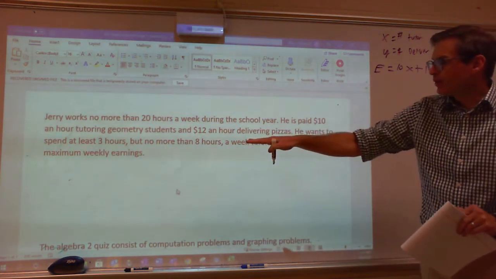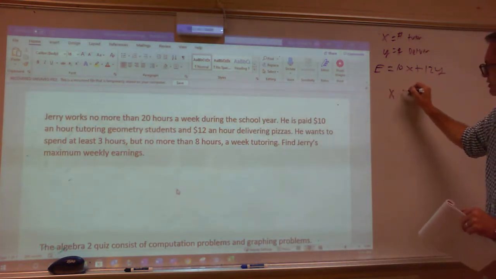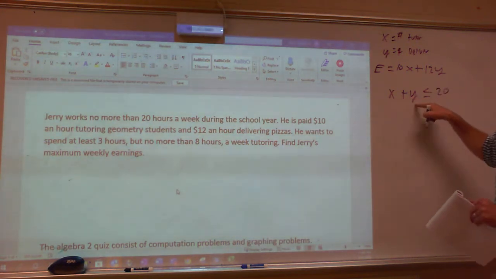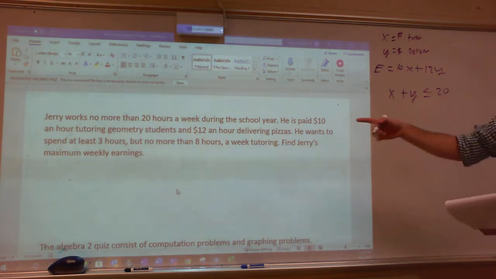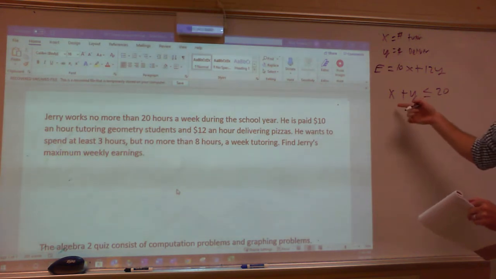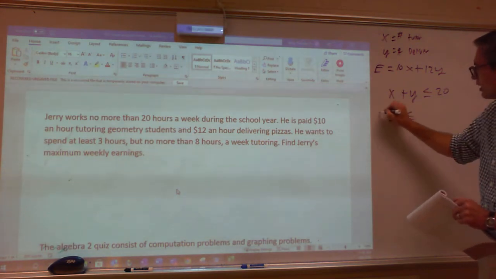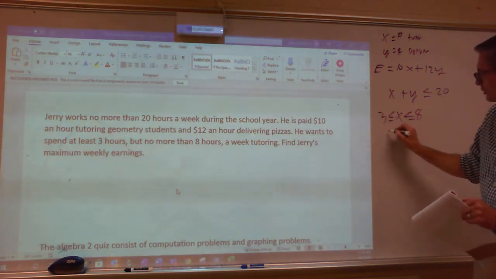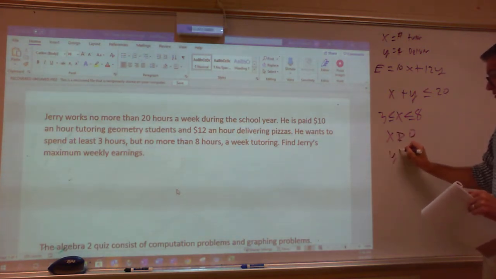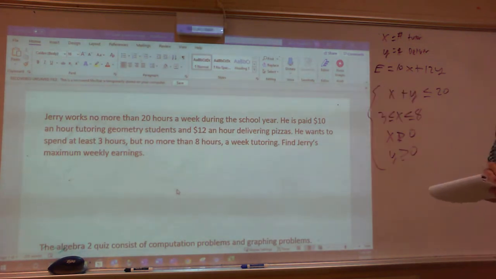First, he wants to work no more than 20 hours a week. So I'm going to say x plus y is less than or equal to 20. And since x and y are hours, the 20 is hours, that's fine. And he wants to spend between 3 and 8 hours tutoring, so that means x is in between 3 and 8. Then we had our stupid reasons, which were x is greater than or equal to 0, and y is greater than or equal to 0. And I put a little brace around it, and then we went on to the next question.